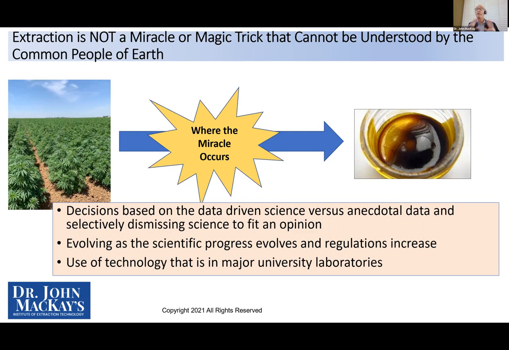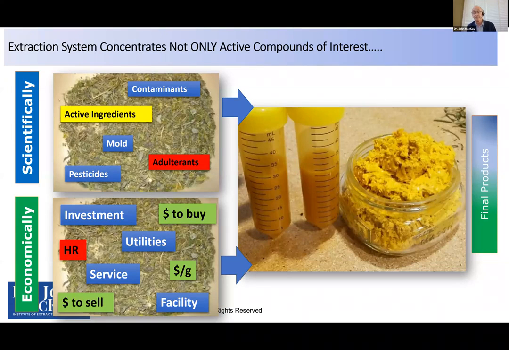people of Earth. A miracle somehow occurs, but the decisions need to be based on data-driven science versus anecdotal data. You need to selectively dismiss science to fit an opinion. And that's what we're trying to do. We're just trying to make it go through. Let's look at the facts and then decide how we want to do the formulation-centric process.